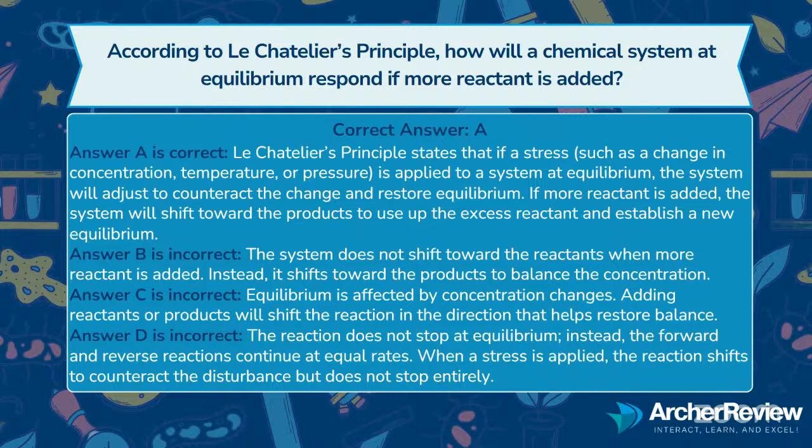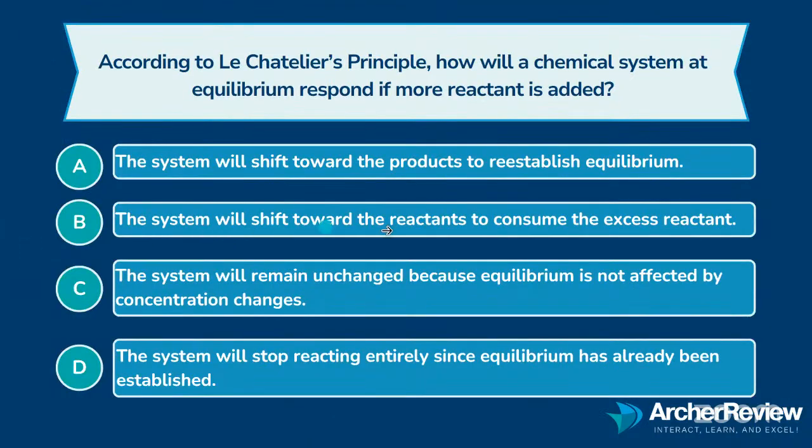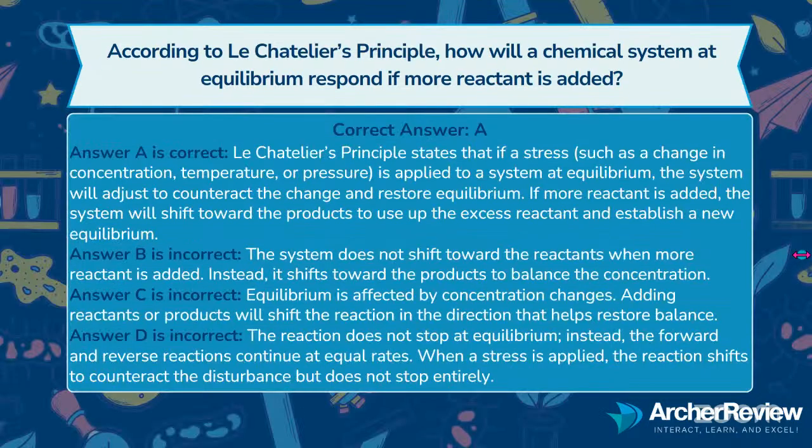So if we put more on the reactant side, it's going to shift to the product side. If we put more on the product side, it's going to shift to the reactant side. And that way we can get back to equilibrium. All right, so let's take a look at our other answer choices. B, the system will shift toward the reactants to consume the excess reactant. No, what's happening here is the system wants to shift toward where it causes the imbalance to balance it back out. That's the idea there. We want to get back to balance.